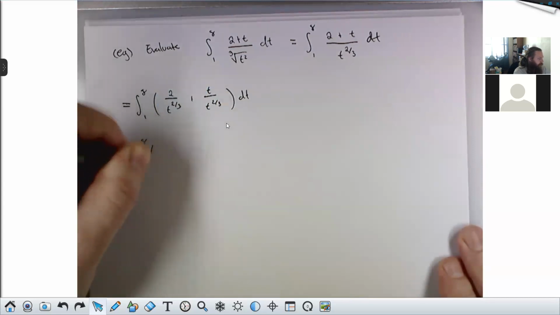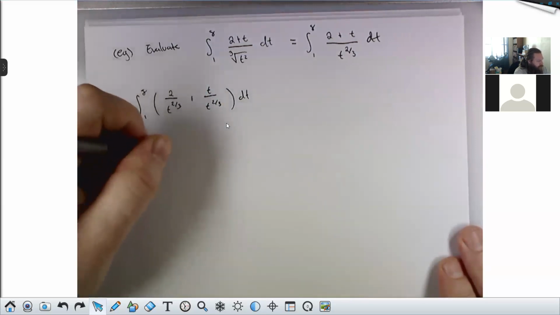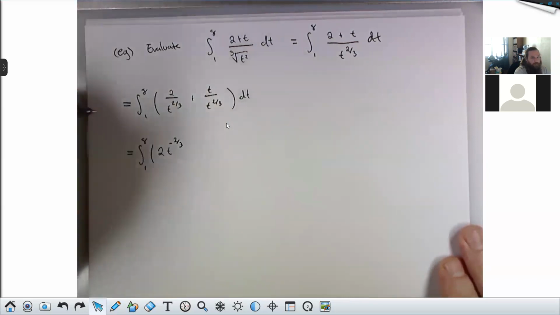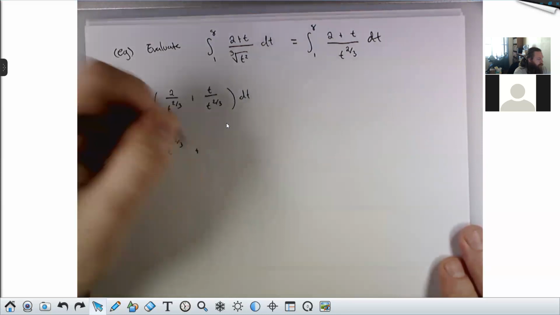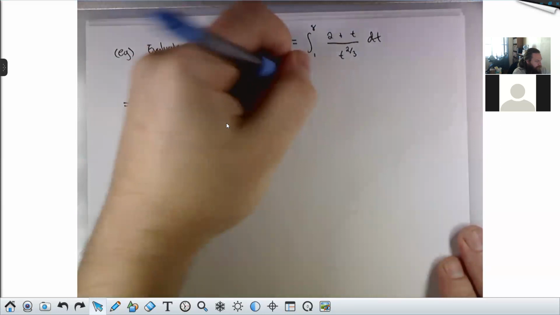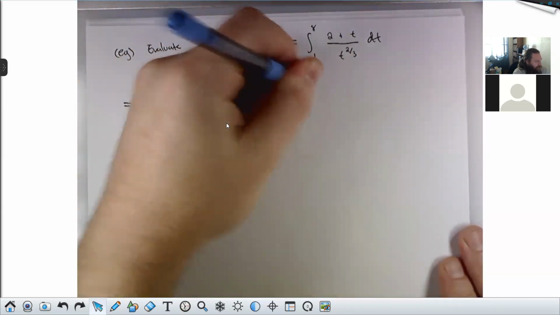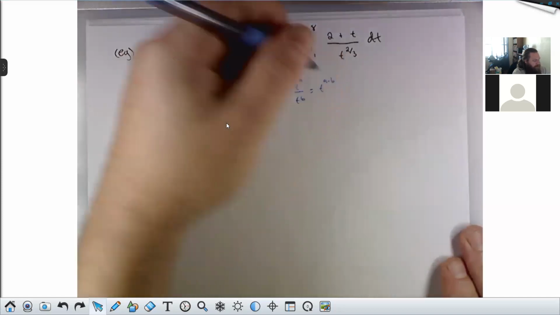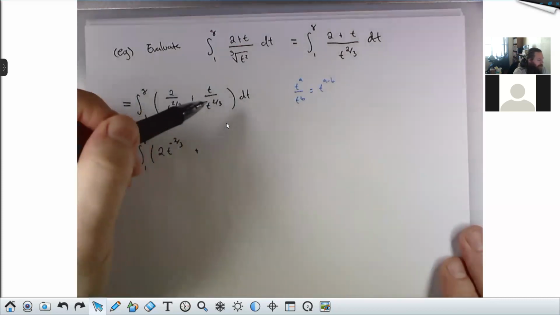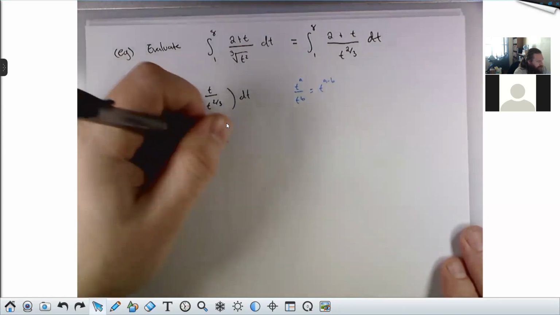So I have integral 1 to 8. 2 over t to the 2/3 is 2 times t to the negative 2/3 plus t over t to the 2/3. The rule I'm using here is t to the a over t to the b is t to the a minus b, would be t to the 1 minus t to the 2/3, which is t to the 1/3.